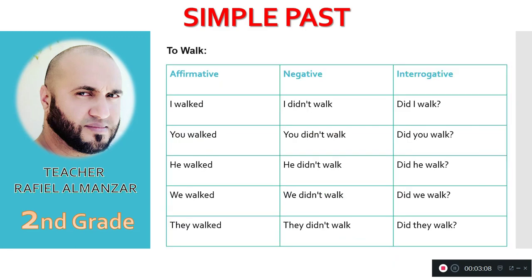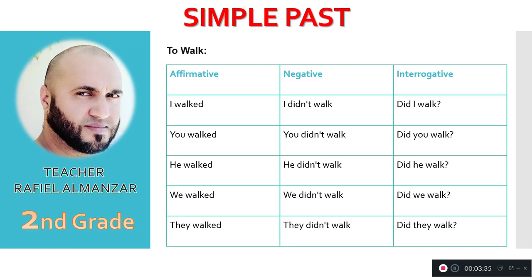Let's conjugate the verb to walk. As you can see in the chart, in simple past, the verbs are conjugated the same way with all of the pronouns. For example, I walked, you walked, he walked, we walked, they walked.